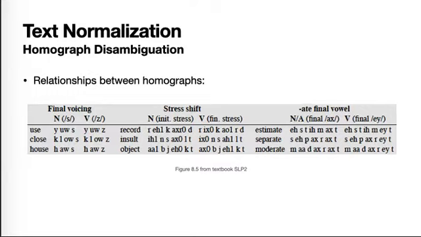Luckily, there are systematic relationships between homographs depending on their part of speech, like whether it's a noun or a verb in the context. So there's a difference in whether the final consonant is voiced or not, like in use or use, close or close, house or house. There's also a stress shift for record, record, and also there's a difference in whether the final vowel is weakened or not, like estimate or estimate.